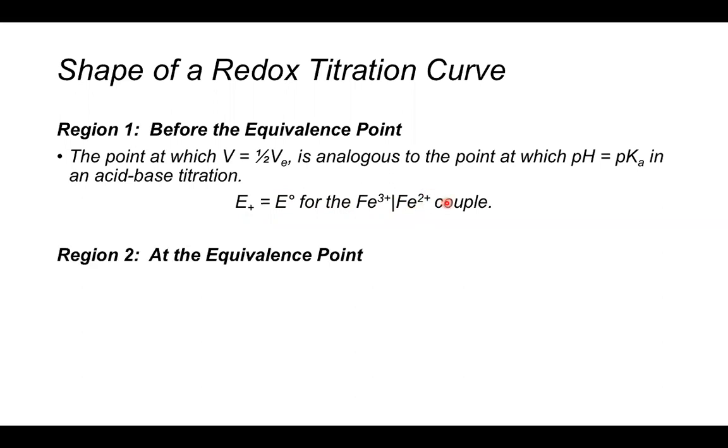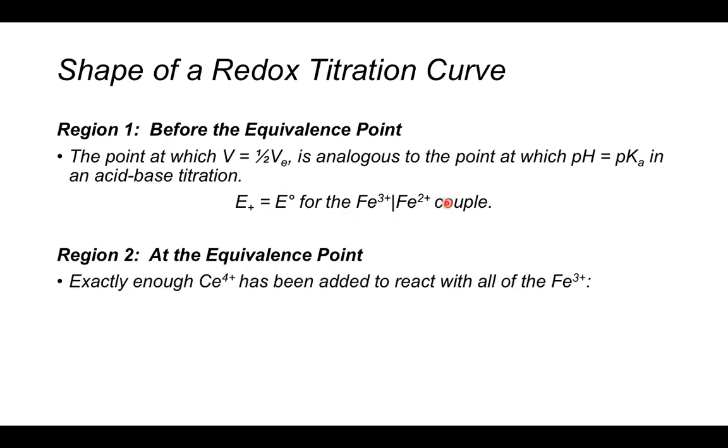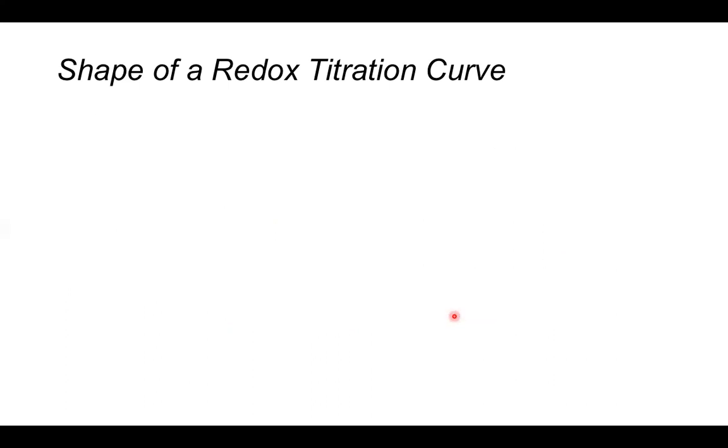Then region 2, at the equivalence point. This is where we've reached the equivalence point. Exactly enough cerium 4 plus has been added to react with all of the iron 3 plus. So all of the iron 3 plus has been reduced to iron 2 plus at the equivalence point. That means the concentration of cerium 3 plus is equal to the concentration of iron 3 plus, and the concentration of cerium 4 plus is equal to the concentration of iron 2 plus at the equivalence point.